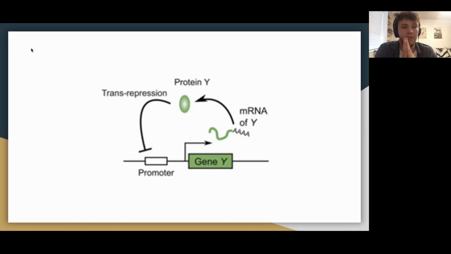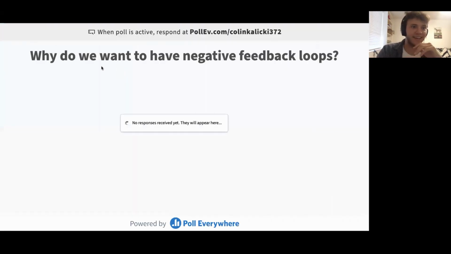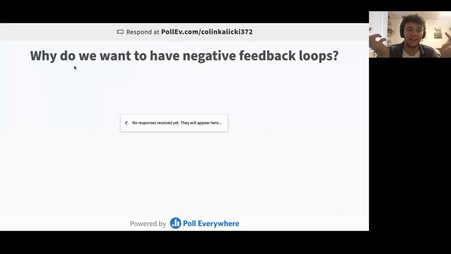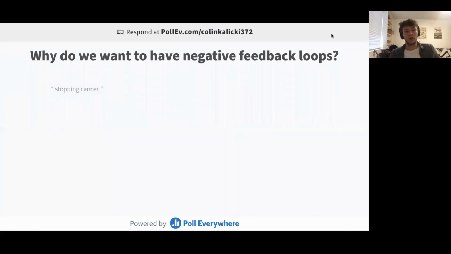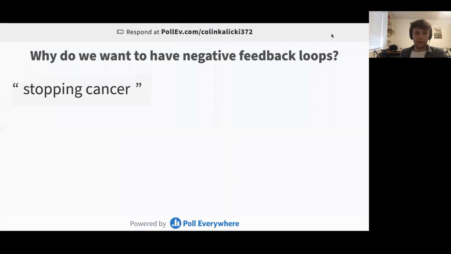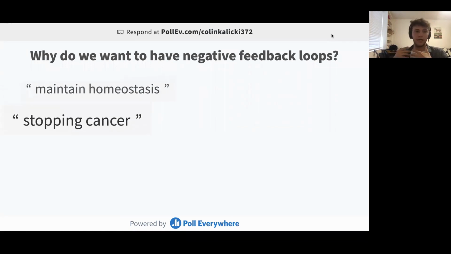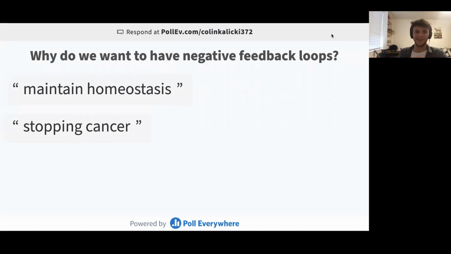And so, yeah, you can see how these can be super powerful. And in fact, I have a question coming up. So why would we want to have negative feedback loops? How could these be useful as tools for synthetic biology? Or even naturally, they do occur naturally, right? Stopping cancer, sure. Think more maintaining homeostasis, very good. Homeostasis is a very important word when we think about that. What are some other reasons you can think of?